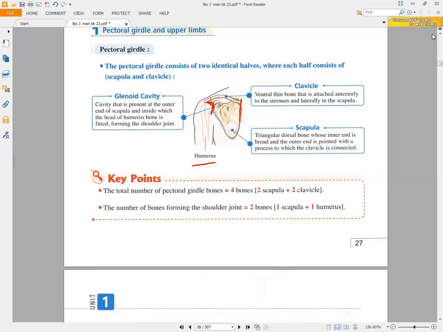So if I ask you about the total number of the pectoral girdle bones, you know that we have two identical halves. We have two clavicles and two scapulae. So the total number of the pectoral girdle bones is 4 bones, okay? Also, if I ask you about the number of bones forming the shoulder joint, you will find that the shoulder joint consists of the scapula and the head of the humerus. So here we have 2 bones.